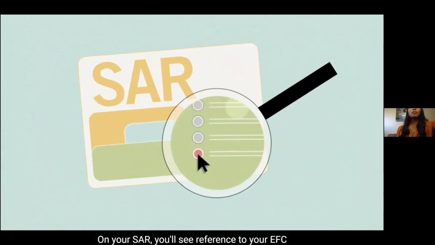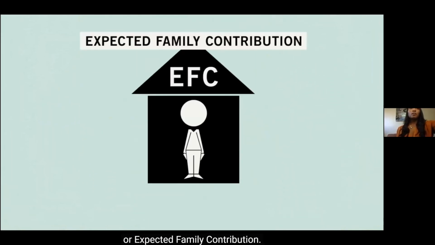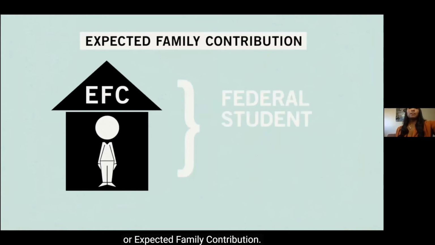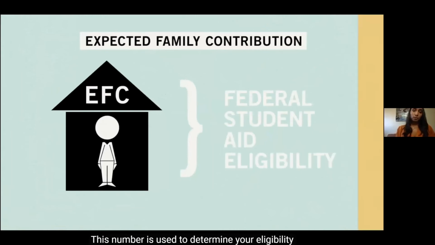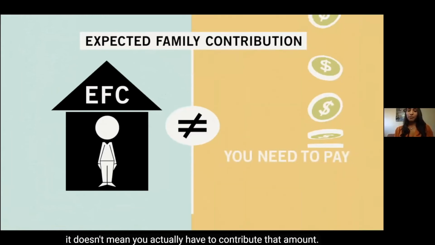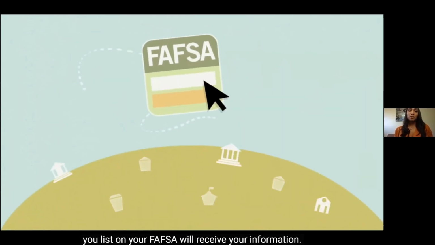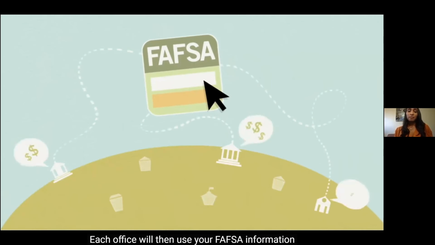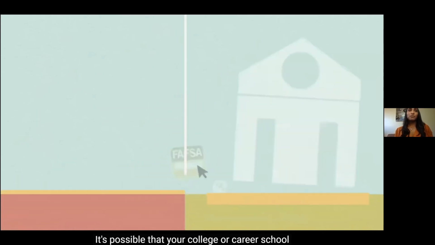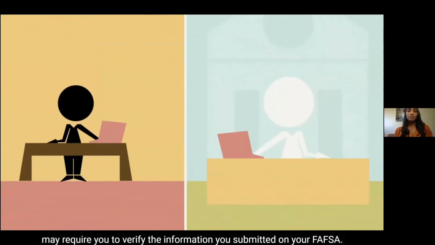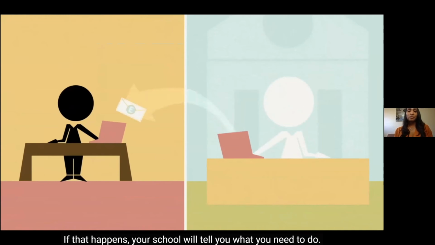On your SAR, you'll see reference to your EFC, or expected family contribution. This number is used to determine your eligibility for federal student aid. It doesn't mean you actually have to contribute that amount. The financial aid office at each college or career school you list on your FAFSA will receive your information. Each office will then use your FAFSA information to determine how much aid you can get at that school. It's possible that your college or career school may require you to verify the information you submitted on your FAFSA. If that happens, your school will tell you what you need to do.